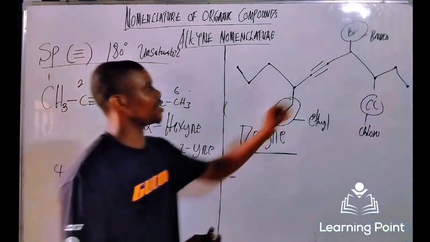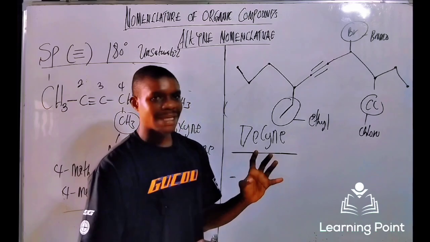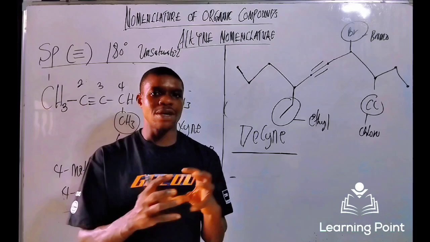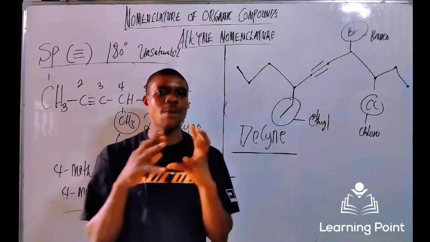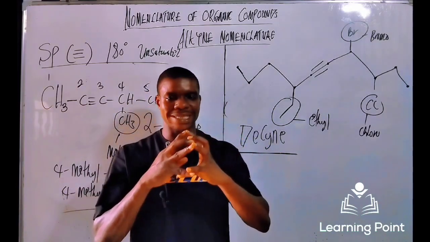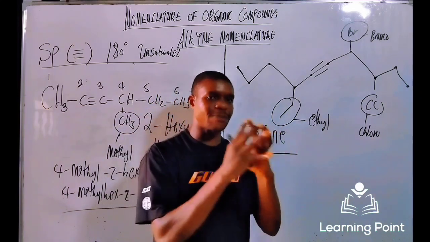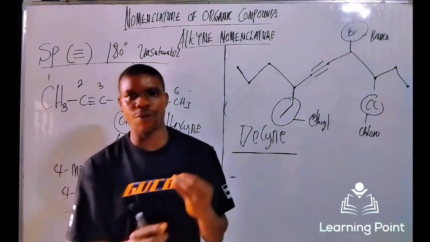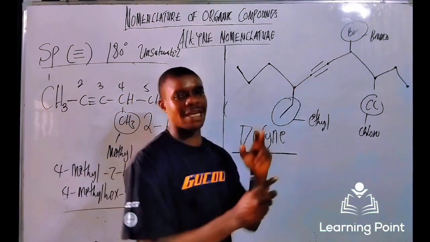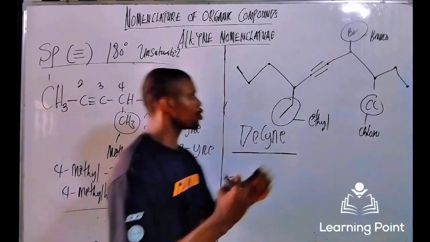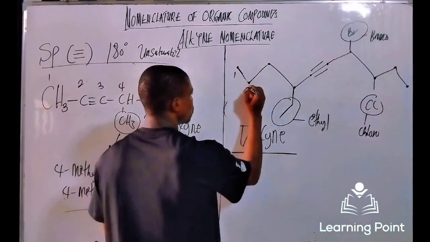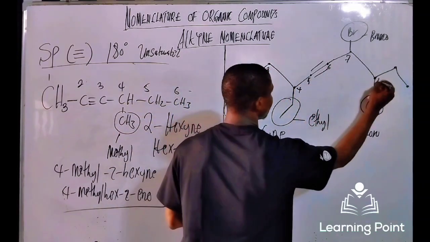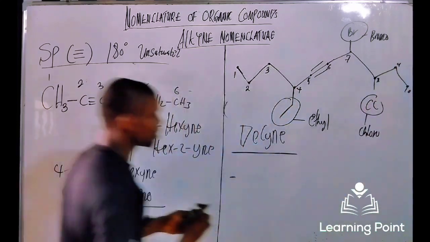We are not going to consider the substituents first. When you come from both sides and both ends give the same position for the triple bond, then I will number in such a way that the sum of the positions of the substituents gives the lowest possible number. So I'm not going to use the triple bond again, because it gave me 5, 5. Now if I start from here, 1, 2, 3, 4, 5, 6, 7, 8, 9, and 10.